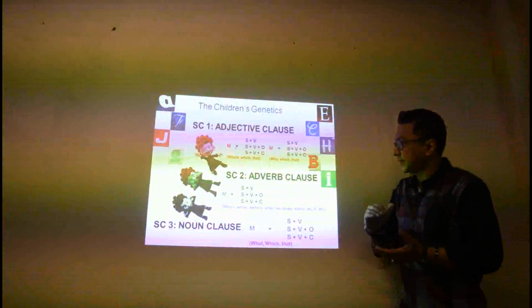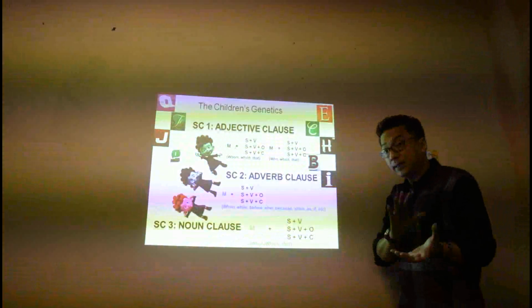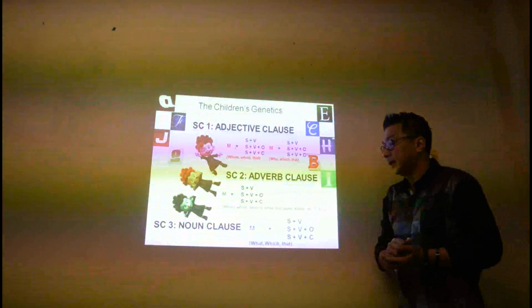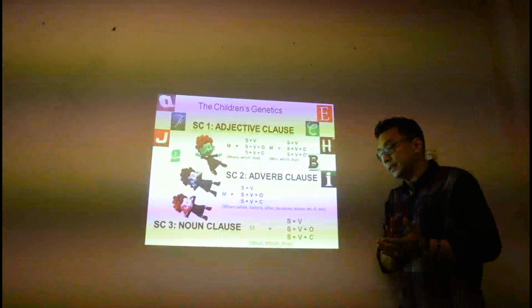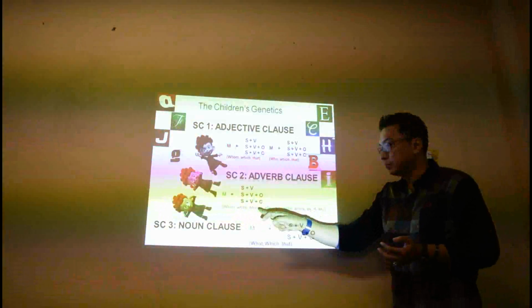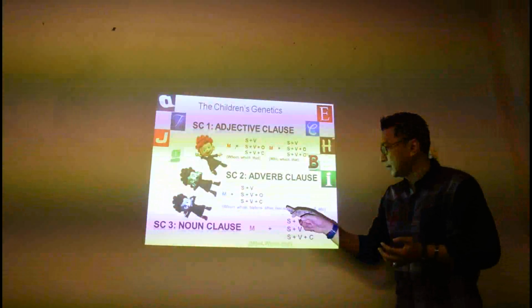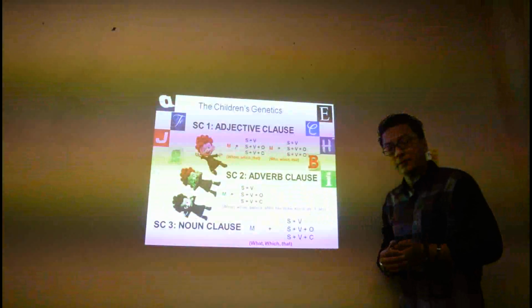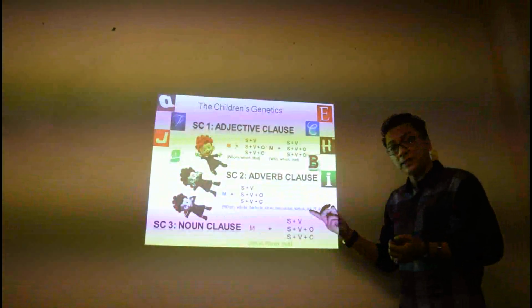Okay, let's move on to the second child, adverb clause. The same genetics, subject verb object, subject verb complement. But this time they have slightly different markers: when, while, before, after, because, since, as, if, and many more. We'll talk about this along the way.